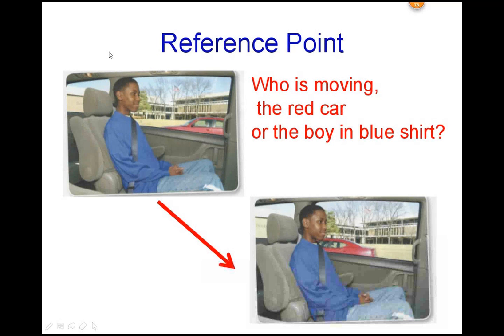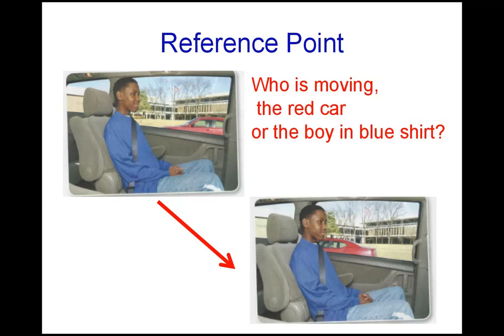Let's look at this example here. Now we are having a boy sitting in the car, right? And in the background, there is a school, and there is a red car passing by. So now my question is, who is moving? Anyone? Okay, Lily, go ahead. Lily said the boy is stationary, he's not moving, and the red car is moving. How do you know about that?